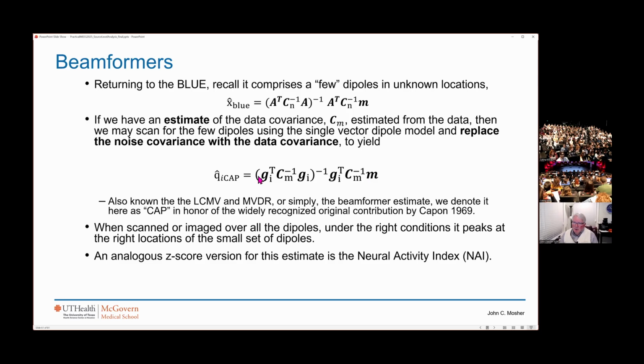But it's a very simple model, and when scanned or imaged over all of the dipoles under the right conditions, it will peak at the right locations on a small set of dipoles. So you get a nice set of peaks in your beamformer output. And it also has something called the neural activity index. You again can divide this by applying that same weight to your noise matrix. So there's an analogous score of neural activity in beamformer output.